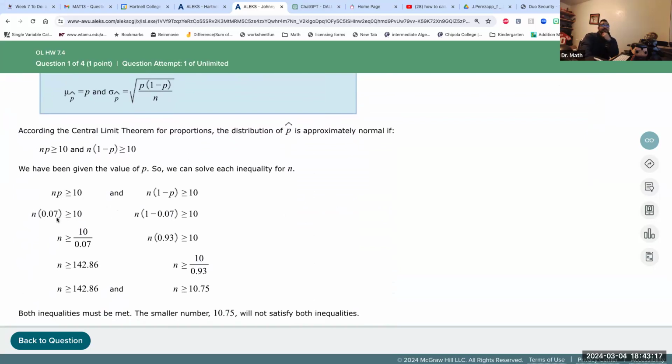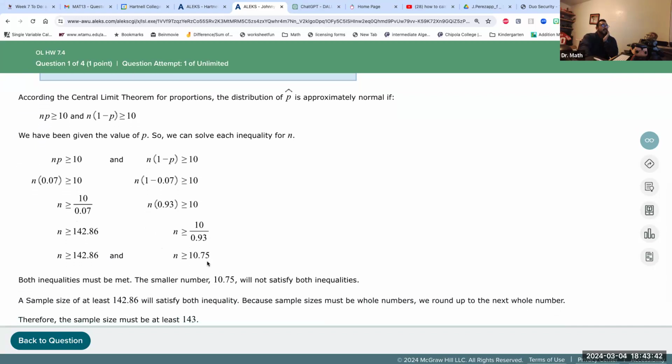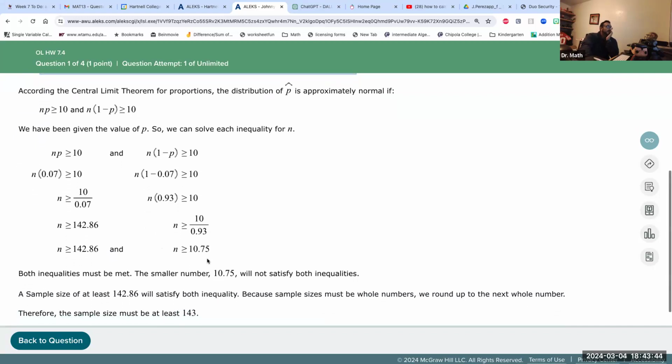So here, again, from algebra, we're going to solve for n. So you divide by 0.07. Do this in your calculator, and you get 142.86. Right, over here, you're going to do the same thing. Plug in 0.07 like we did here. Subtract, you get 0.93. We're solving for n, so the opposite of multiplying is dividing, so we divide both sides by 0.93, and you get 10.75, right?